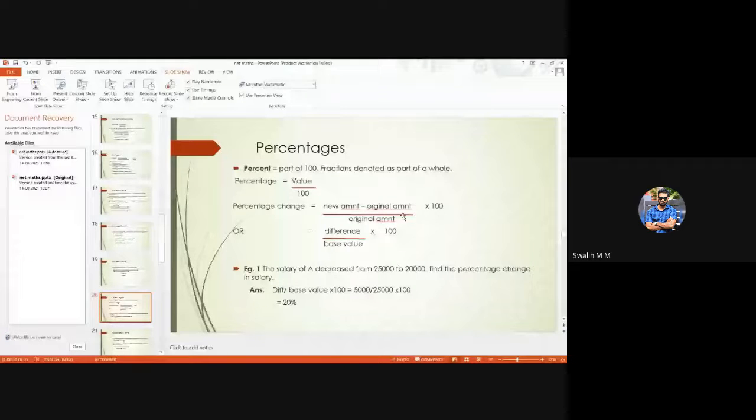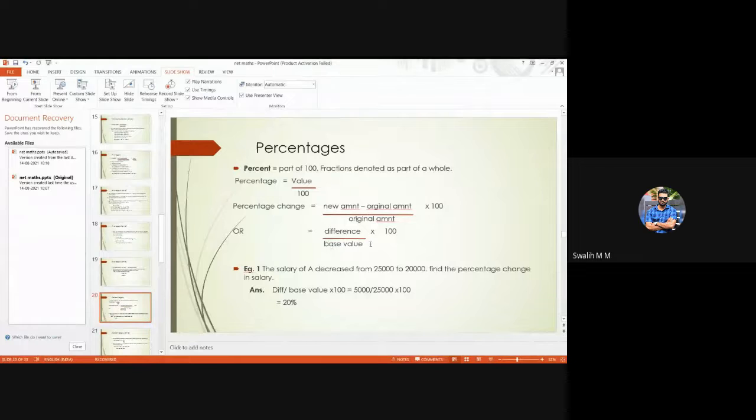So this you must remember. The original number should be the base value. So question like salary of A decreased from 25,000 to 20,000. So the original number is 25,000. This is the base value you must use. The initial value you should always divide, not the final value.